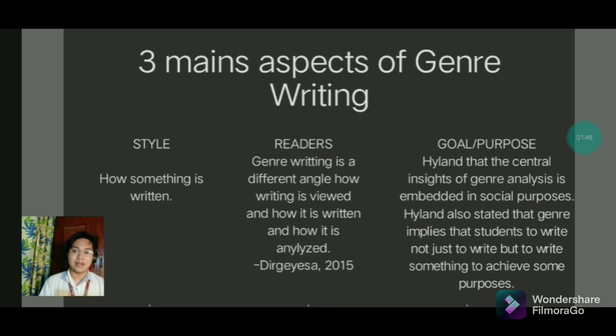So when we say style, it means how something is written. This basically means how the words are used and the way the information is organized. Next is readers. Sometimes we try writing from a different perspective, right? So Darius stated in 2015 that genre writing is a different angle of how writing is viewed, how it is written, and how it is analyzed. Meaning, it is extremely different from the conventional perspective about writing. It is about generalization of perspective, the general perspective of a reader.